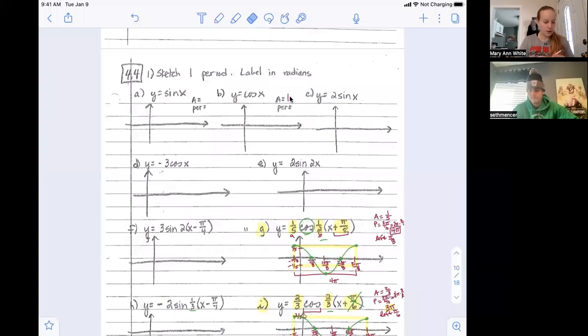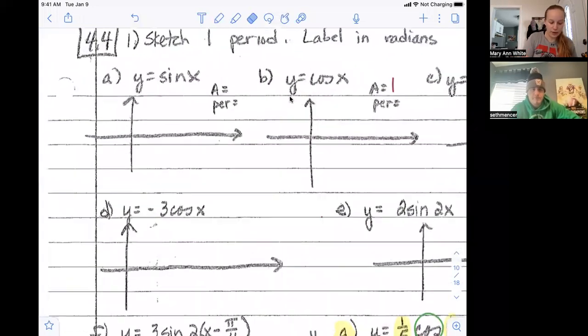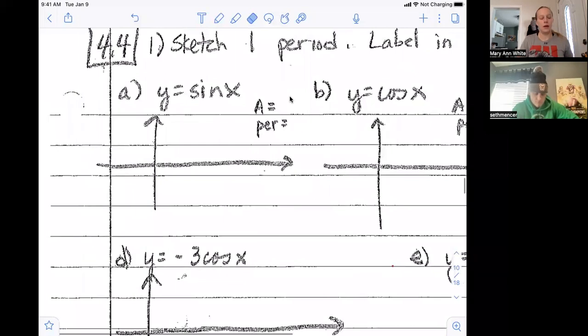Right, there we go. Okay, so this is the very beginning of 4.4. You can see that I have the rest filled in, but again, there was a problem when I recorded, so we're going to do this together. What we're doing here in 4.4 is we're reviewing, we're graphing now.